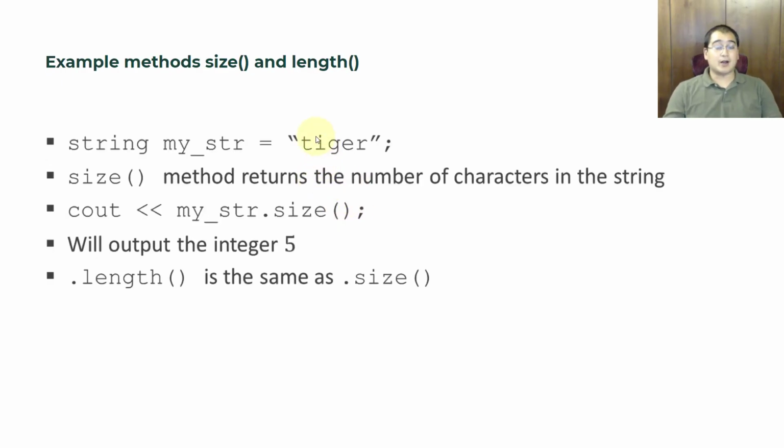There are many different methods that strings have. On this slide, we're talking about two of them. Size returns the number of characters in a string. So if I say the name of the string dot size, open close parentheses, this will tell me how many characters are in that string. If my string is tiger, there are 5 characters in that string. Strings also have a length method that's the exact same thing as size.